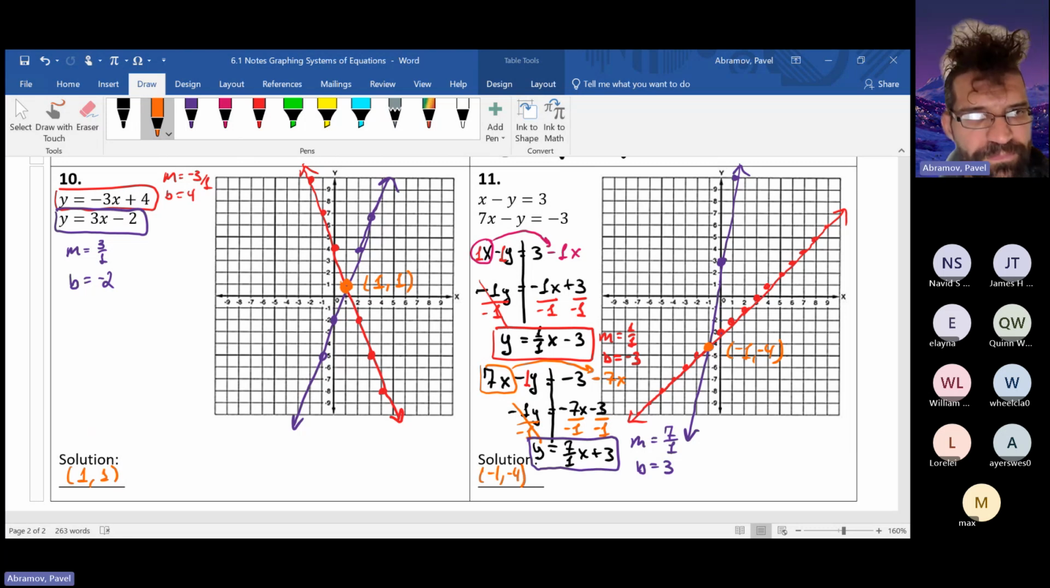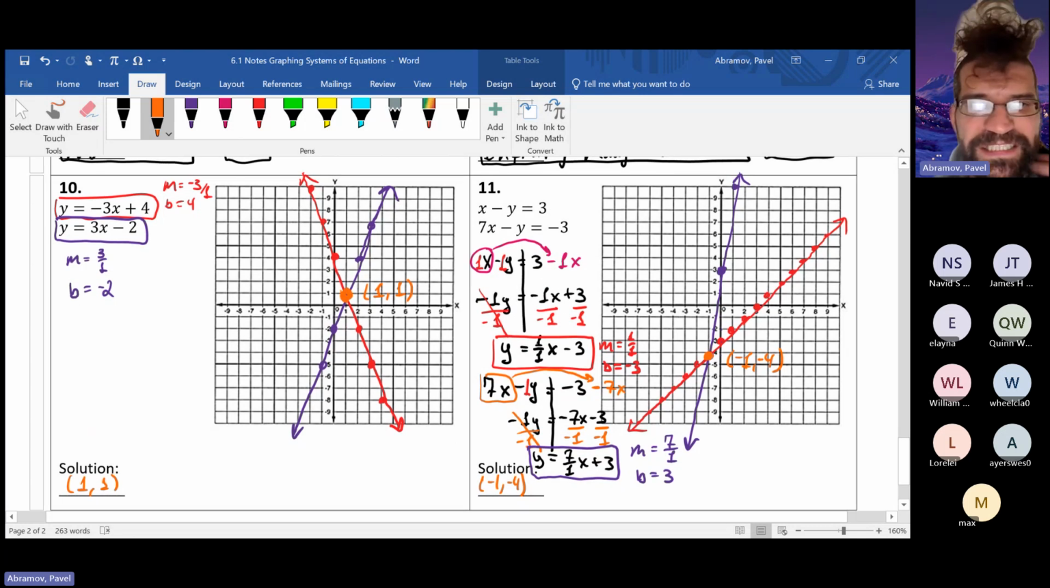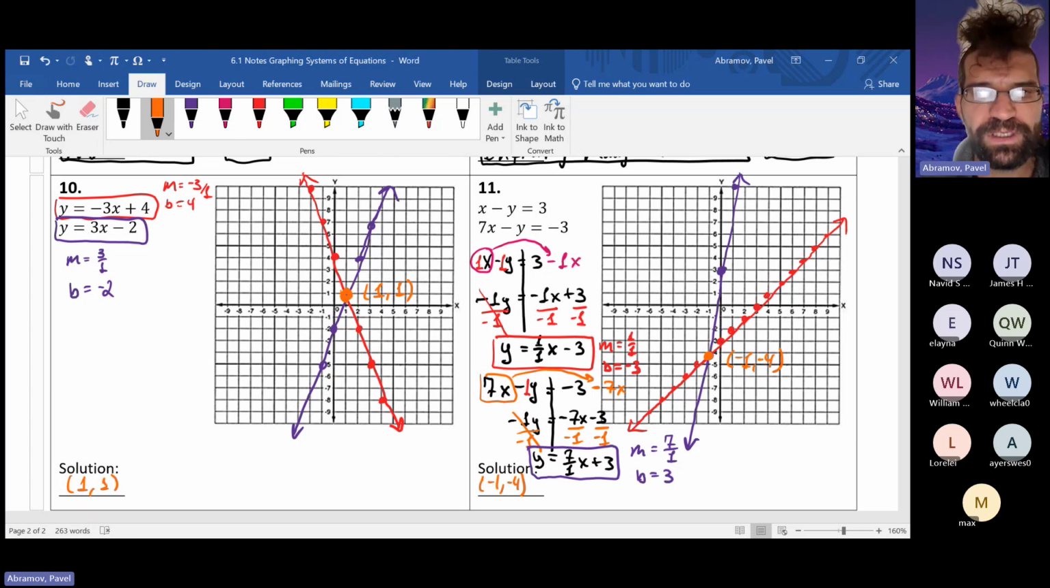Okay, so we've done a lot of examples like this. The main part here right now is for us to know how to graph lines. And as long as you know how to graph lines, this should be a pretty straightforward lesson.